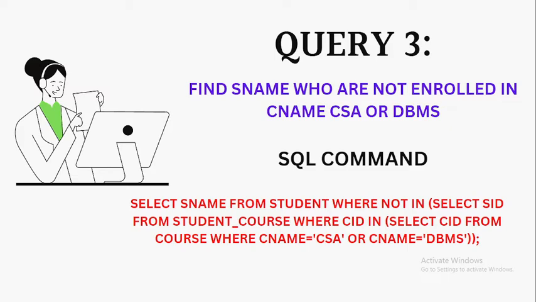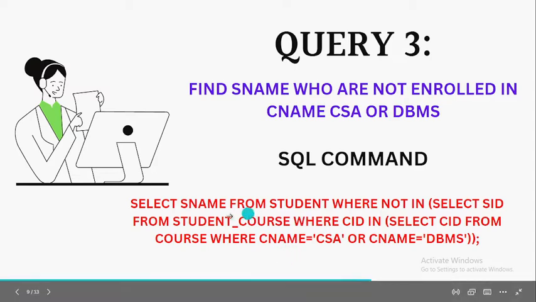Earlier we have discussed the student names who enrolled for the subject computer system architecture or database management system. In this question we don't want any student name who is enrolled for them. So we only want the name of the student who is not enrolled for either the subject computer system architecture or the subject database management system. So let's see what we are writing here.